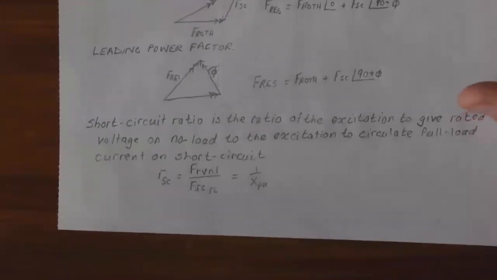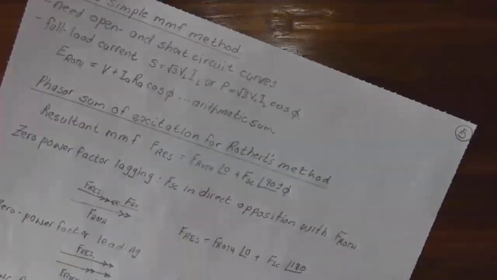The short circuit ratio is the ratio of the excitation to give rated voltage on no load to the excitation to circulate full load current on short circuit. So the short circuit ratio is F rated voltage no load divided by F short circuit full load, or can be expressed as 1 over X per unit. Let's look at an example.